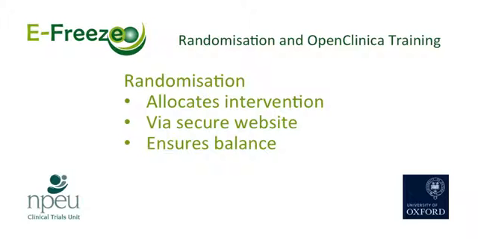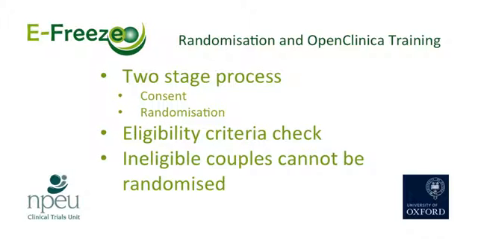In the case of eFreeze, this is done by a computer program which ensures that roughly equal numbers of couples receive each intervention, and it also ensures there are no large imbalances in some subgroups, including the method of insemination and type of infertility. It's a two-stage process. Initially, the details of couples who have consented are entered, and later the details required for randomisation are entered if the couples still meet the eligibility criteria. At each stage, checks for eligibility are performed and ineligible couples cannot be entered.